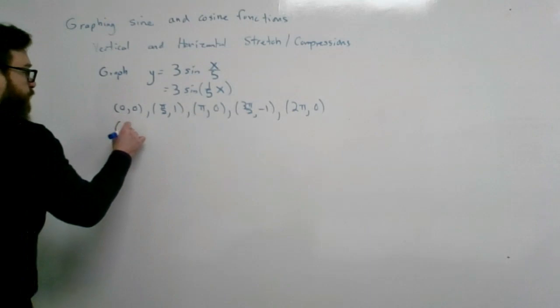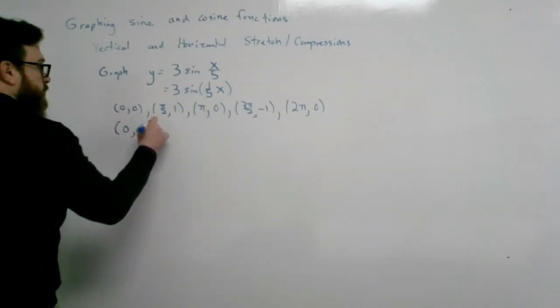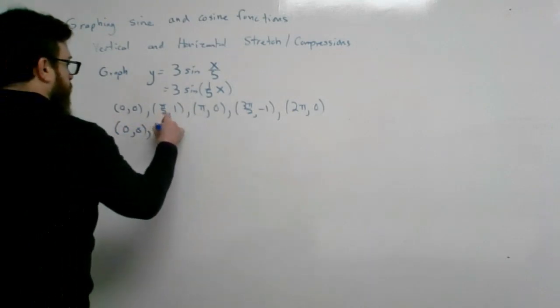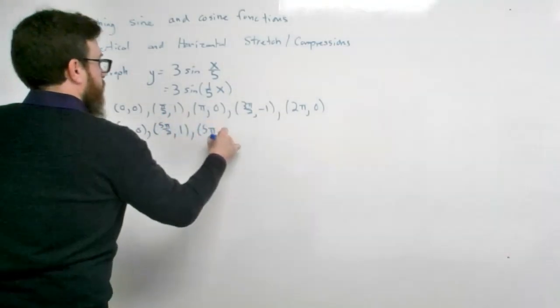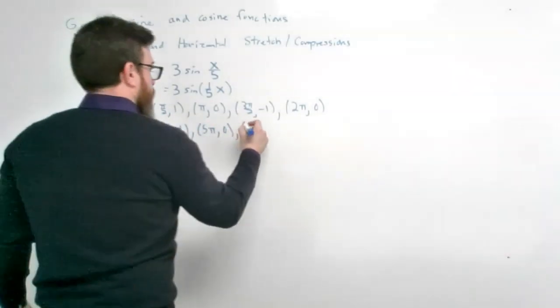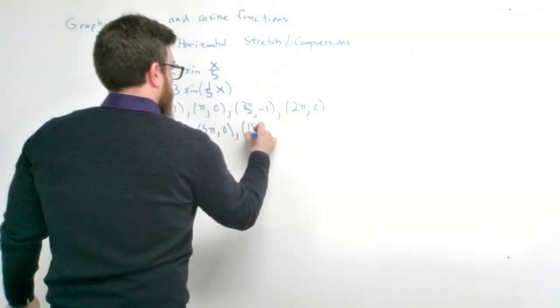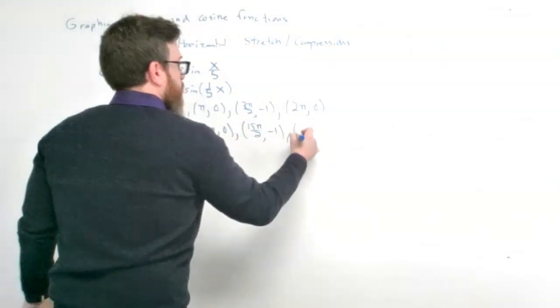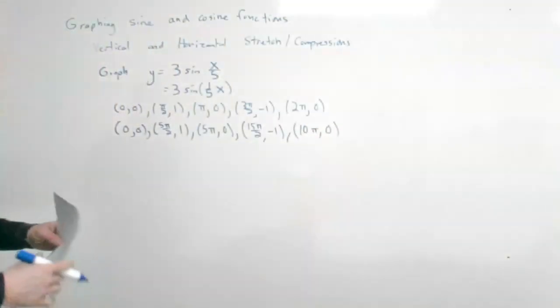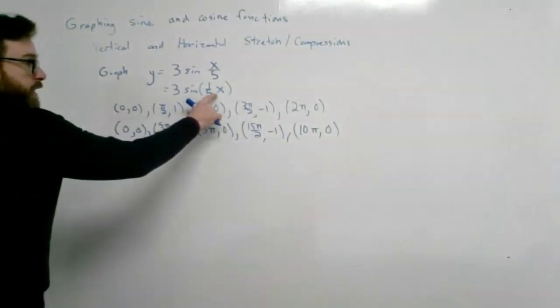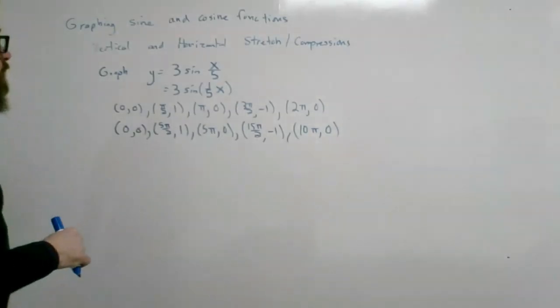So 0 times 5 is still 0. This times 5 is going to be 5 pi over 2, 1. This times 5 is 5 pi, 0. This times 5 is going to be 15 pi over 2, -1. And this times 5 is 10 pi, 0. Now, that's for that horizontal stretch.